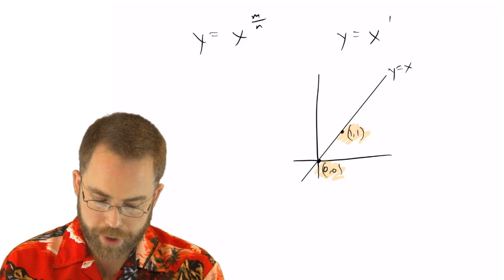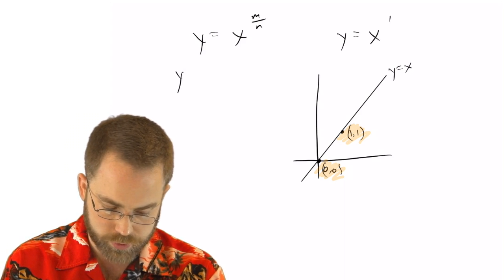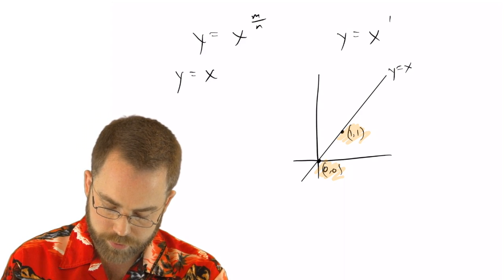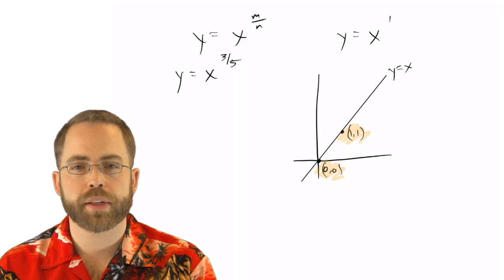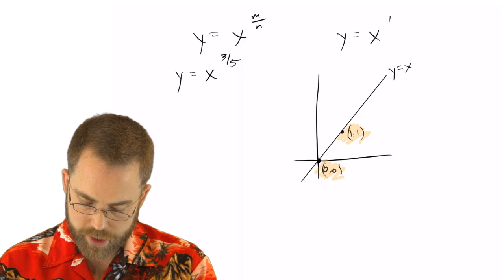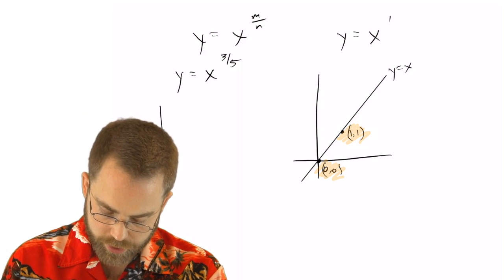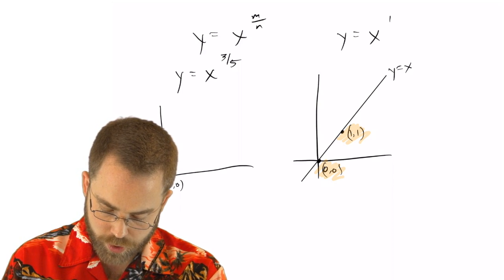Okay? So what about the weird ones? What about the strange guys like y equals x to the 3/5? So there's a strange graph, something that's unusual. And I'm trying to think about some points that I can graph. Well, I can definitely graph 0, 0. I can definitely graph 1, 1.